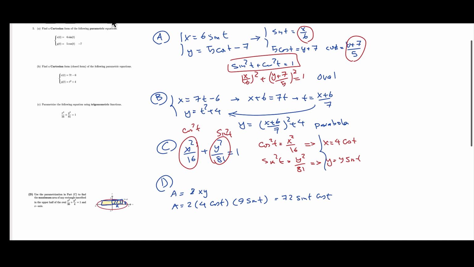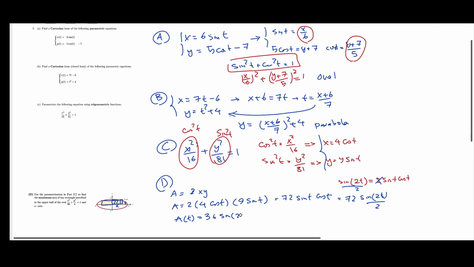Here, the advice is to use the identity sine of 2t equal to 2 sine t cosine t. That means if I divide by 2 both sides, sine t cosine t is just sine of 2t divided by 2. So A as a function of t is going to be 36 sine of 2t.